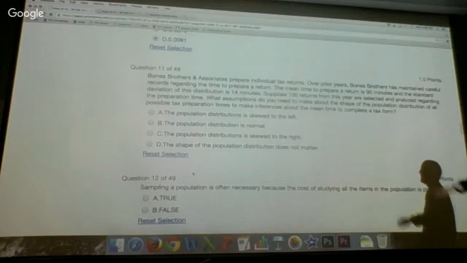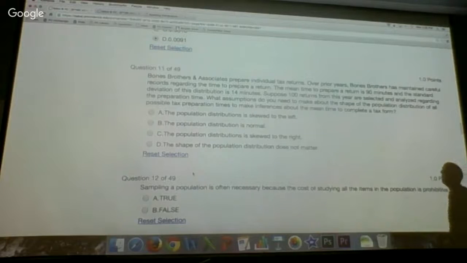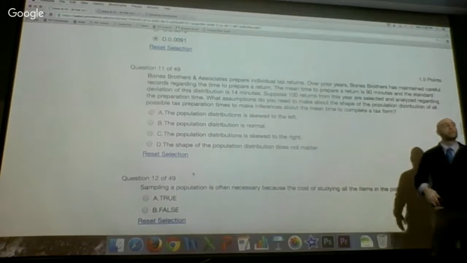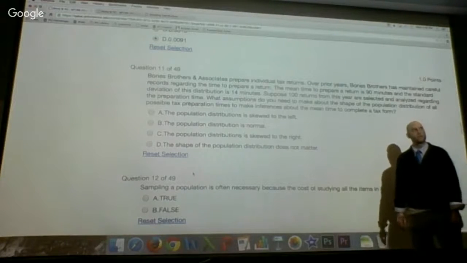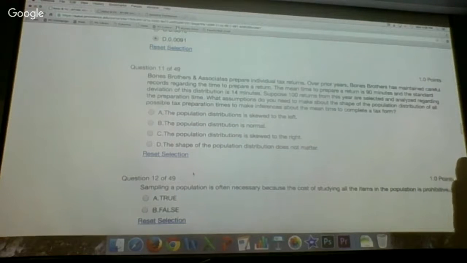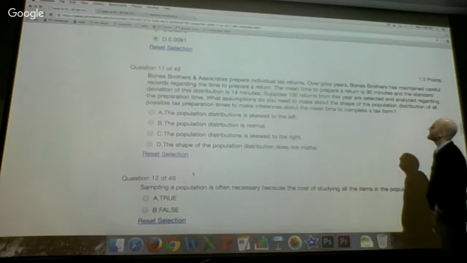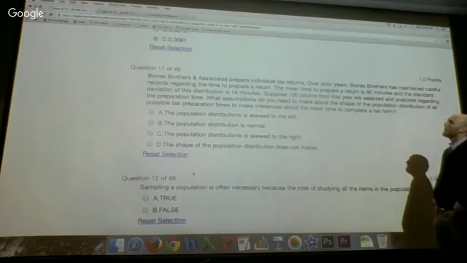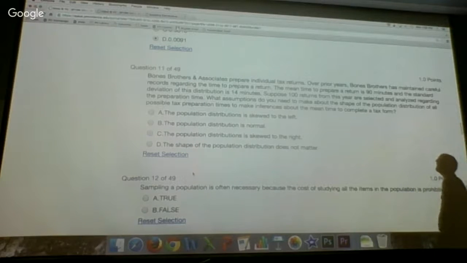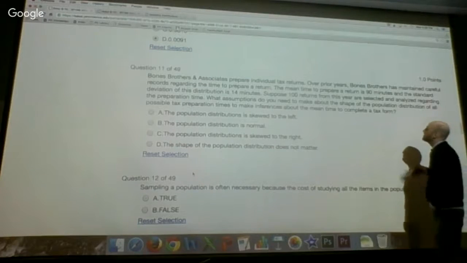The mean time to prepare a return, I suppose if you report all sources of income, is 90 minutes. And the standard deviation of this distribution is 14 minutes. And I would call those mu and sigma because it's not a sample of a couple hundred, it's all these years of preparing the stuff. So I'm going to call mu 90 and sigma 14. Suppose 100 returns, sounds like a sample size to me. Suppose 100 returns from this year are selected and analyzed regarding the preparation time. What assumptions do you need to make about the shape of the population of all possible tax preparation times to make inferences about the mean time to complete a tax form?